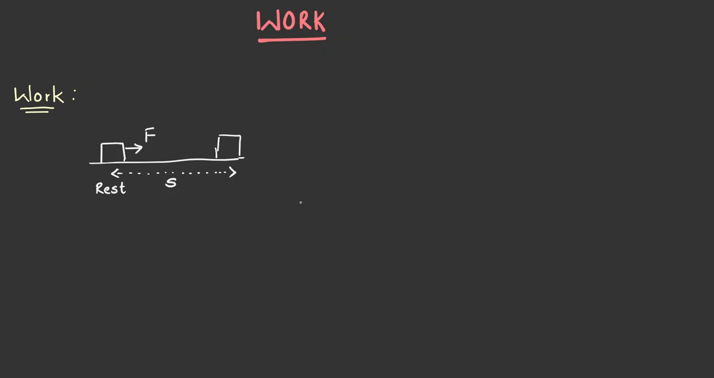Then this force, when it acts on a block, if it can create a displacement, then we can say the force has done some work. So a work is said to be done under the conditions that a force must act on a body and the body should be displaced. If these two things happen, then we can say there is a work done.